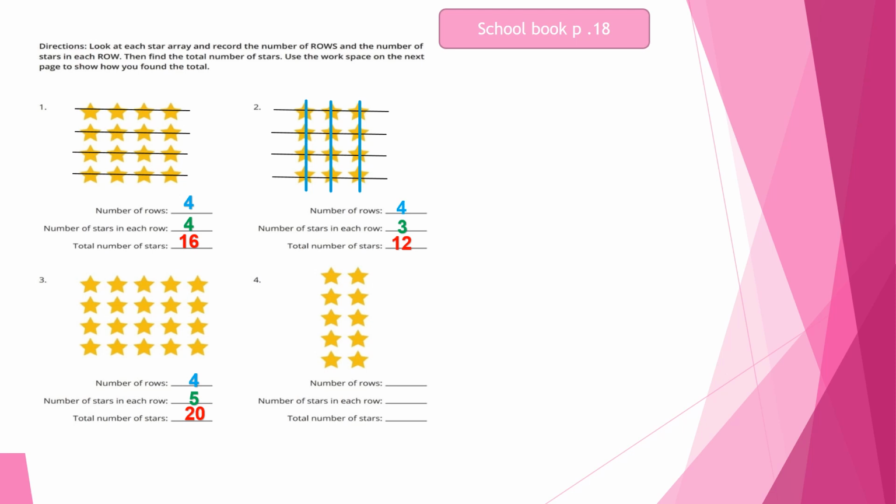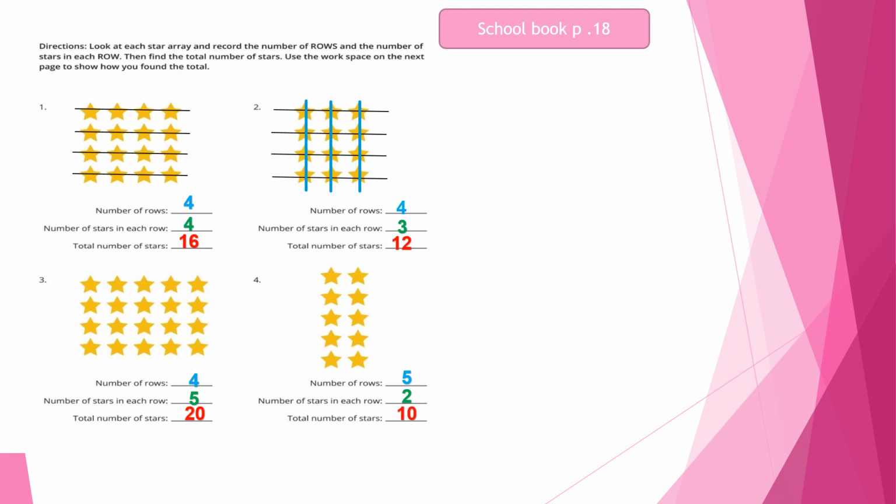Number 3 here. How many rows do we have? Rows, horizontal rows. 1, 2, 3, 4. Number of stars in each row. 1, 2, 3, 4, 5. Okay, the total number of stars. Now I want to find the total. I have 4 rows, in each row 5, so I can repeat 5 4 times. 5 plus 5 plus 5 plus 5 equals 20.